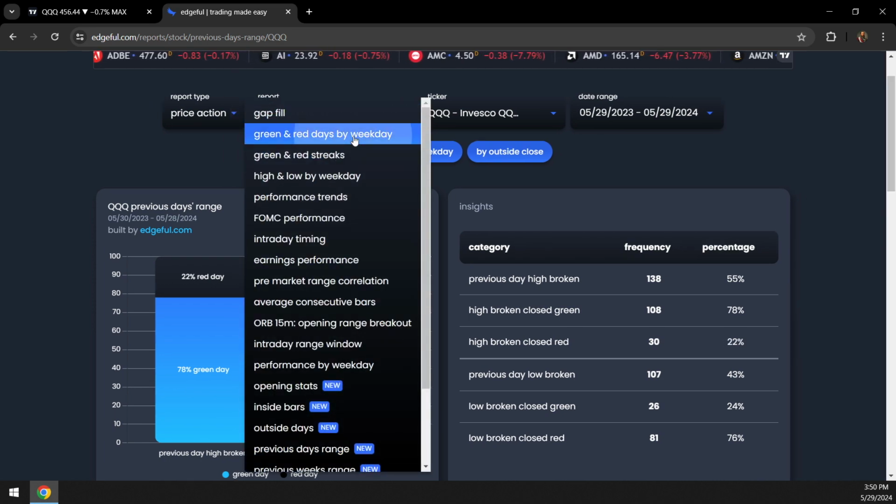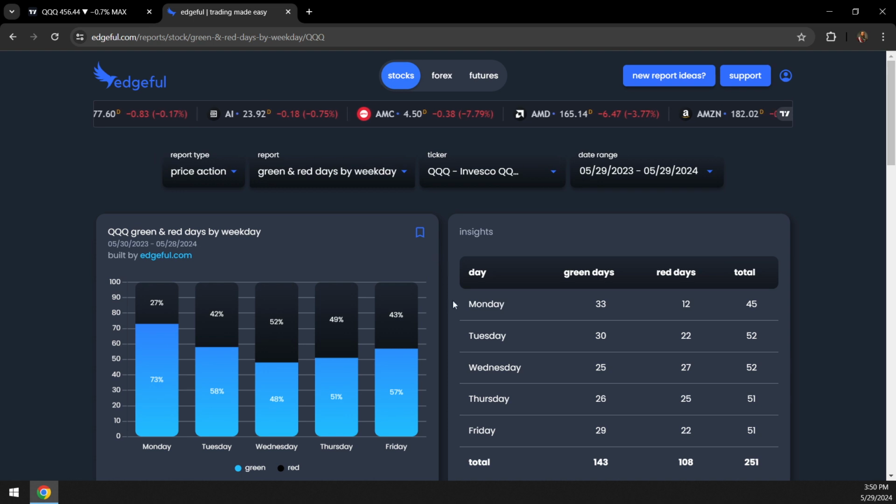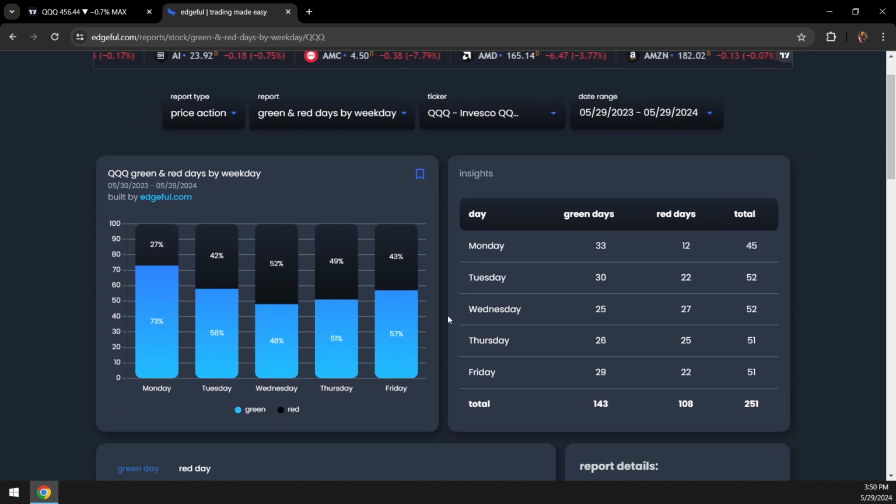Let me show you this as well. I like this report. What if I told you over the last year that Monday is the best day for QQQ and NQ to be green? You'd probably say, well, okay, how do you know that? Well, now I can show you, because over the last year, we've had 33 out of 45 green days on Mondays. Wednesday is actually bearish on QQQ, which today we did close red, right? So that kind of makes sense.